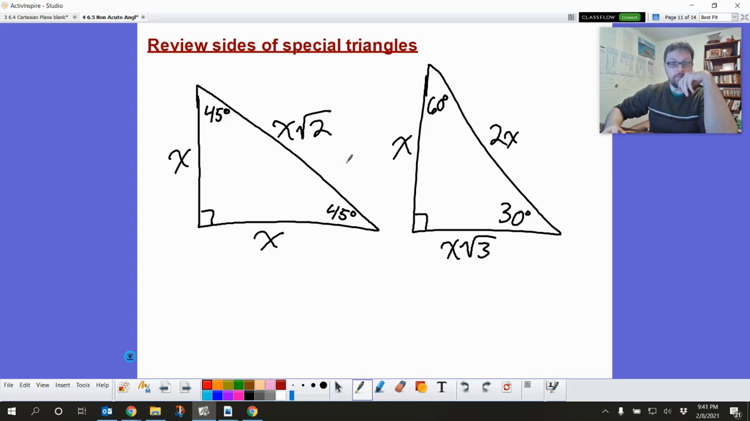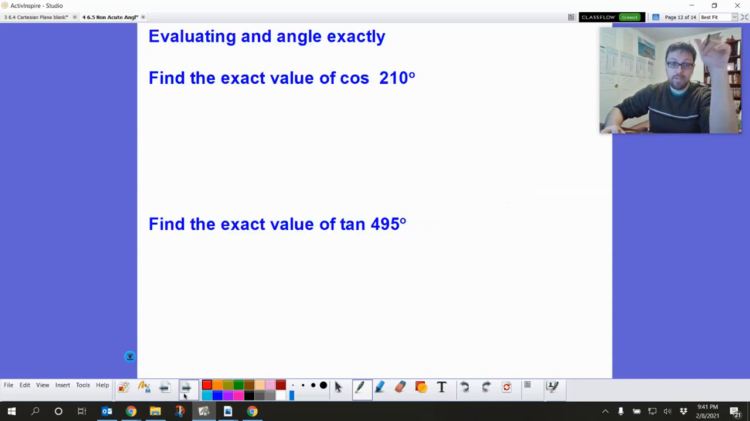Now, remember we did those proofs about 45, 30, and 60. We can use those special values of 45, 30, and 60 and reference angles in order to figure out the value of angles that are not 30, 45, or 60. We can use them in other places too. So check out this one. I want to find the exact value of the cosine of 210 degrees. I can type it in my calculator, but it'll give me a decimal. I want to know its exact value. So check it out. 210 degrees.